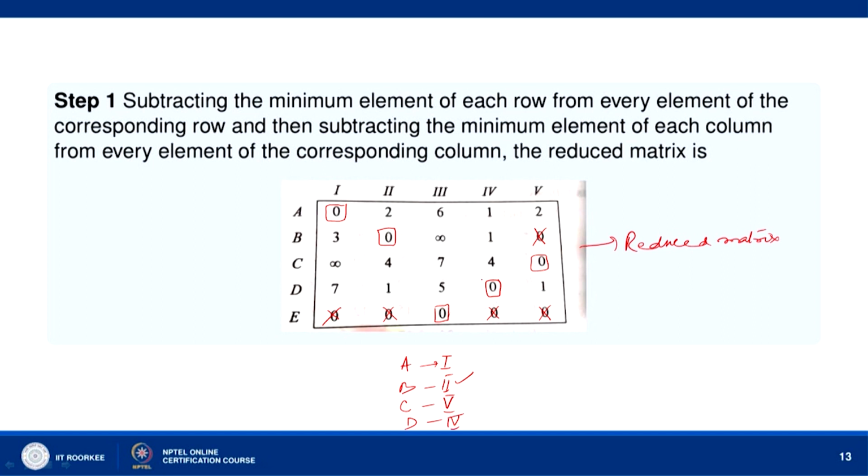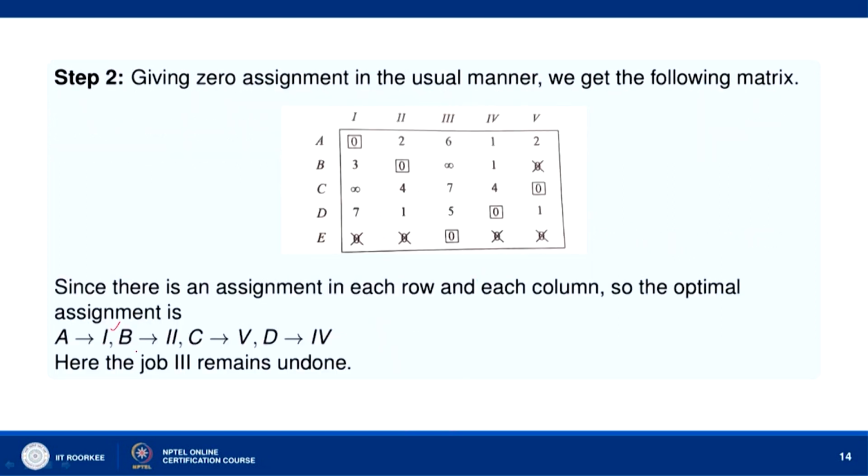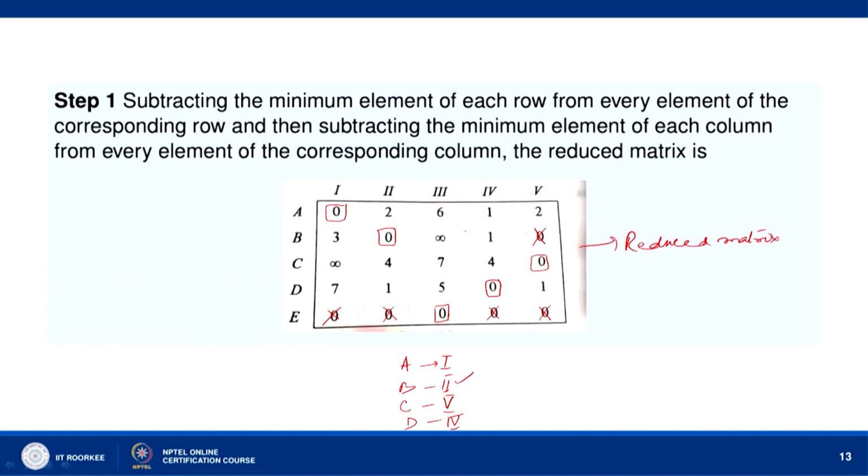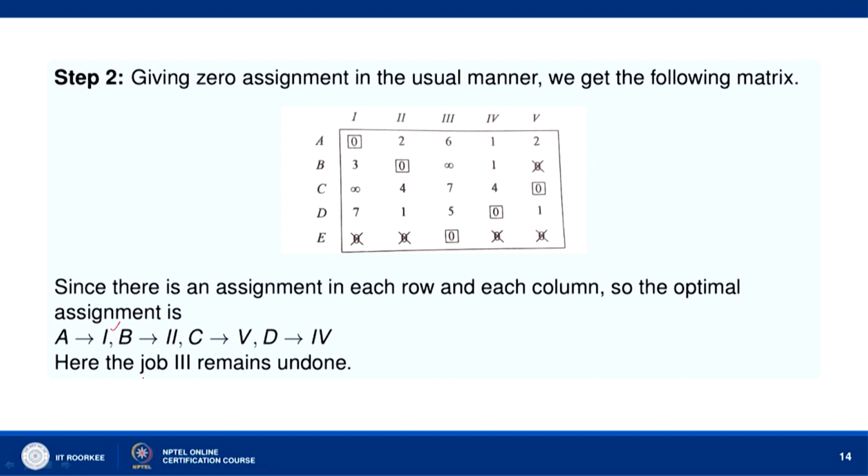Okay. So, we have A is given job 1, B is given job 2, C is given job 5, D is given job 4, and job 3 you can see here is undone, job 3 is not given to anyone. So, job 3 remains undone. Okay. It is not assigned to any facility. So, this remains undone.